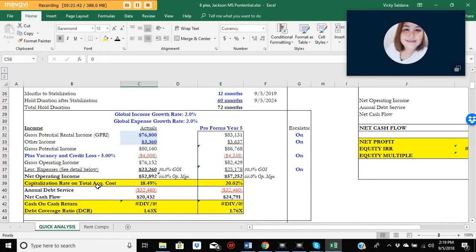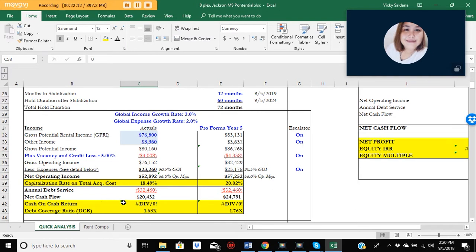Cap rate on total acquisition. So according to the return we get and the acquisition from purchasing, it is at 18.49%. This is a really good deal. Many places I'm seeing 5-6%. This is at 18%. That's phenomenal. That's a really good deal. So this is definitely something we're interested in.